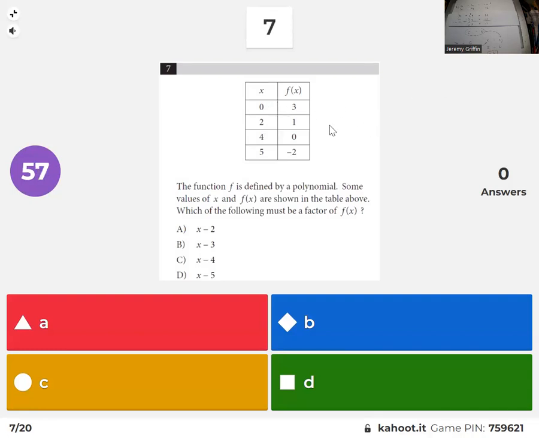All right, so you get an XY table. There's some points that are plotted. It says it's some polynomial, and some values are shown. What must be a factor of f of x? Okay, now, if you know what's going on, go for it. If you're totally confused, then here's what they mean.